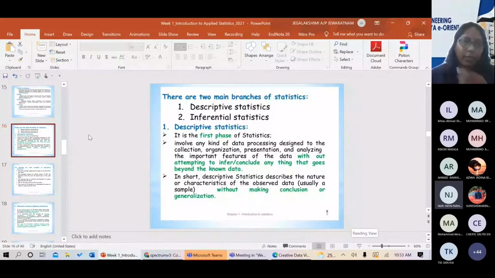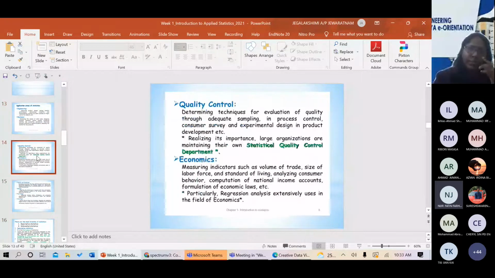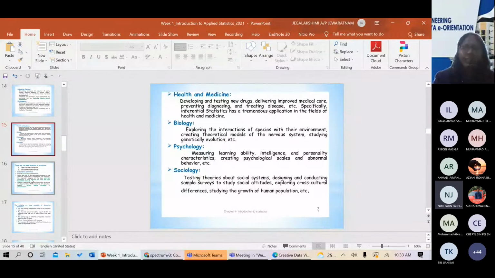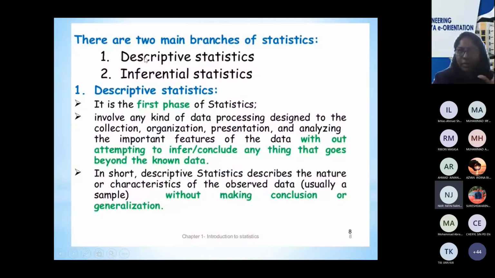Right, there are two main branches of statistics. We have descriptive statistics and we have inferential statistics. Even by the name you can see, descriptive means it just describes. Inferential means it is making a conclusion about the whole population based on small information from your sample analysis. That's inferential. So let's look into a descriptive example.